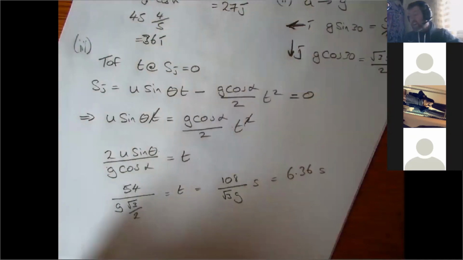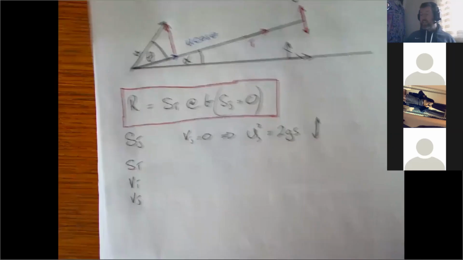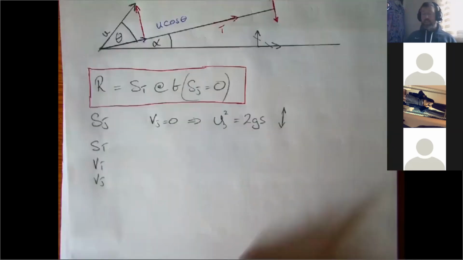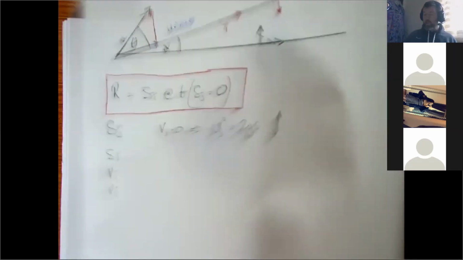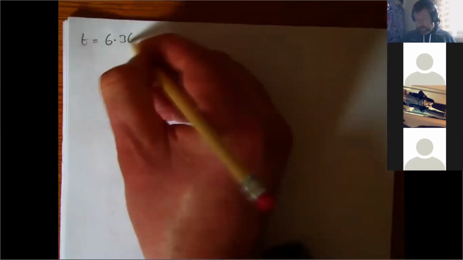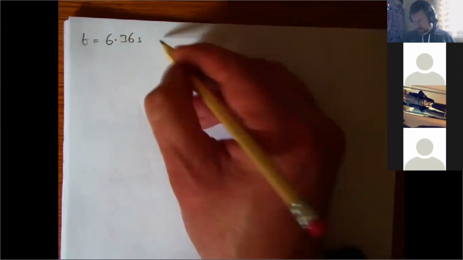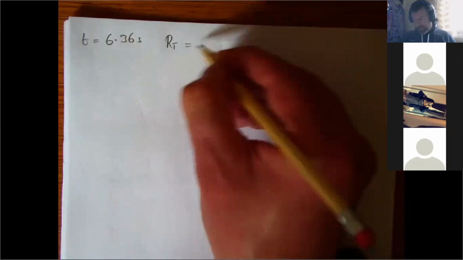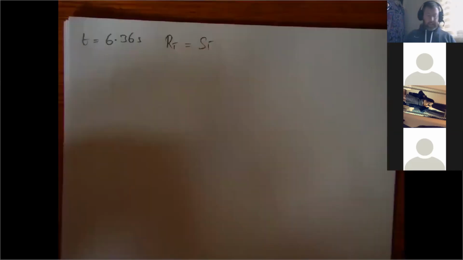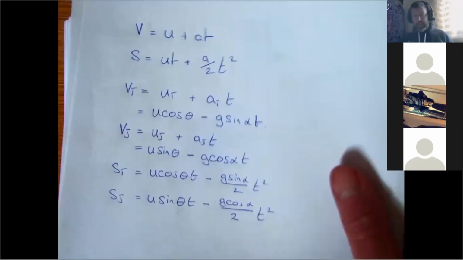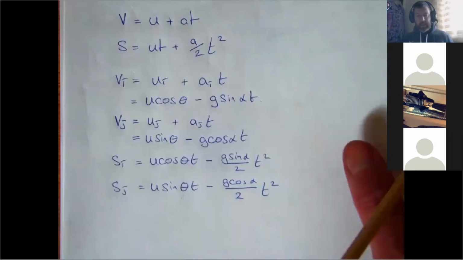I'm going to just start a new page. We said the whole way through this section, the range was always given to us by the distance in I at the time that S of j was equal to 0. Well, the time of S of j equals 0 is equal to 6.36 seconds. The range in I was equal to S of I. Again, let's go back to the notes we wrote a couple of minutes ago.